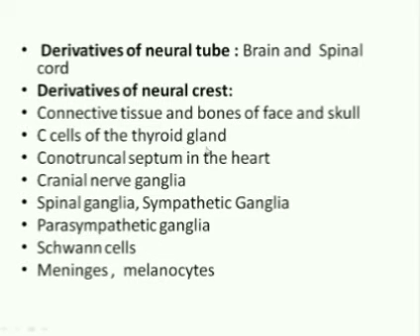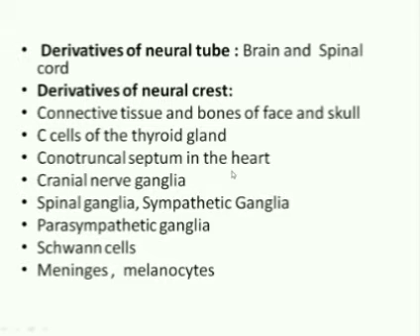C cell of the thyroid gland. You know, within the thyroid gland, two types of cell are present: follicular cell and parafollicular cell. Parafollicular cell is also known as the C cell. So the C cell of the thyroid gland is derived from the neural crest, or indirectly you can say it is derived from ectoderm. But the follicular cell of the thyroid gland is derived from the endoderm.